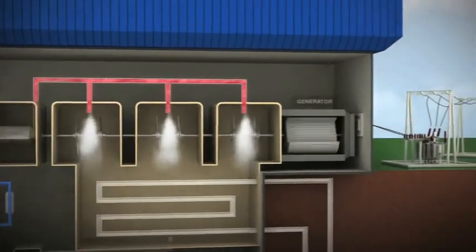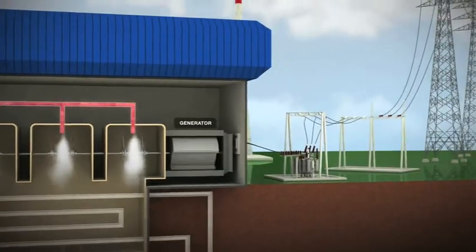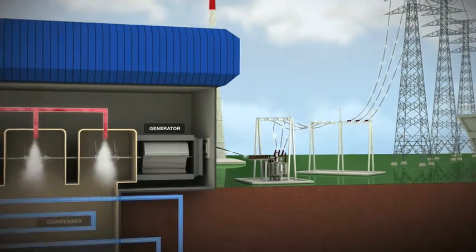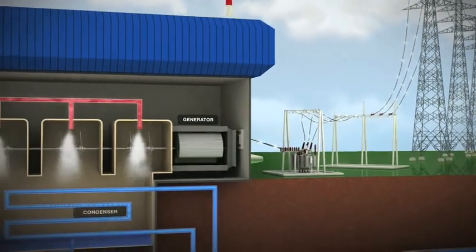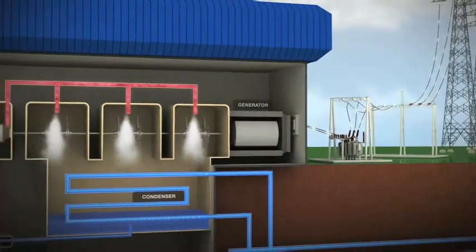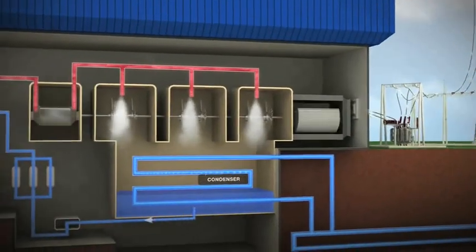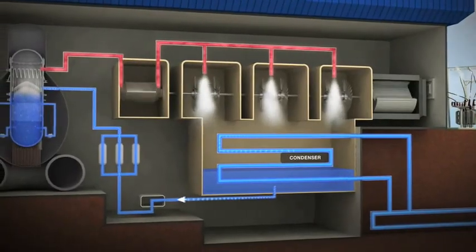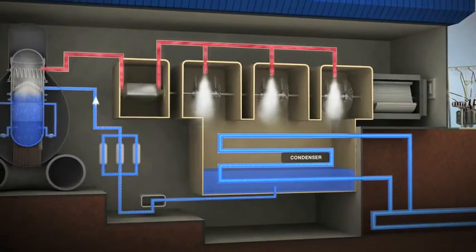The steam is then transferred by pipes to the turbines. The spinning turbines drive the electric generator to produce electricity. After the energy from the steam is used to spin the turbines, it is drawn into a condenser where it is cooled and condensed back into water and pumped back to the reactor to be boiled into steam again.